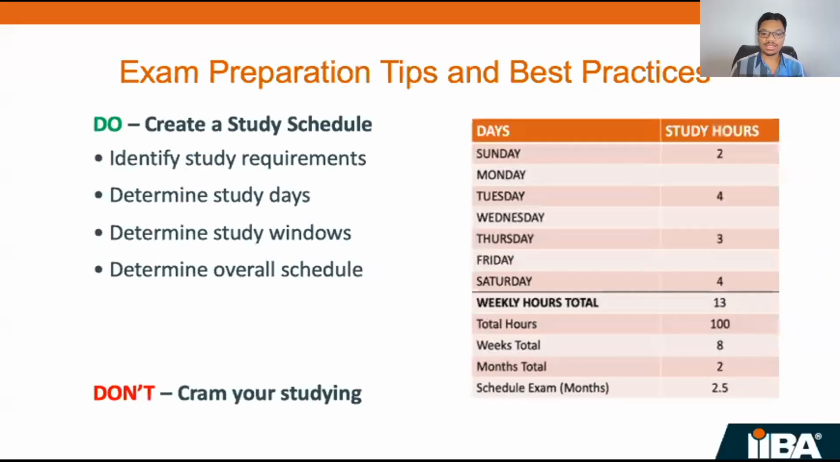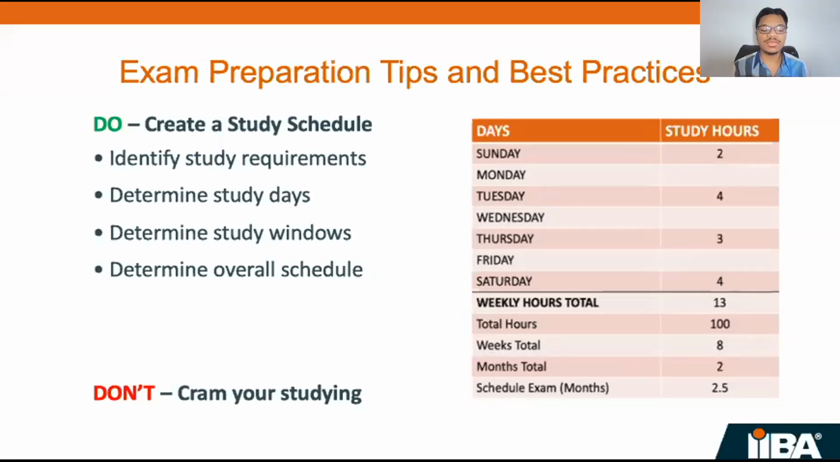All right, so now that we've got that out of the way, you have to create a study schedule. So first of all, the do is to create a study schedule. The first thing you need to do there is to identify the study requirements, right? All of the certifications might have different levels, but the general ones are the CBAP and the CCBA. You can expect 150 to 200 hours of study time. And for the ECBA, about 100 maybe to 150.